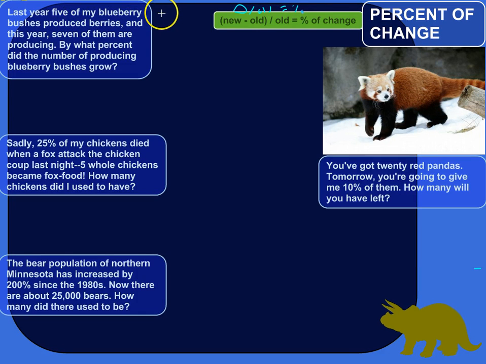Okay, so let's just look at this intuitively. Last year, 5 were producing, and now that's gone up to 7. So what's the amount of change? The amount of change is plus 2. Okay? What's the original amount? What did I start with? 5. So 2 over 5 is the percent of change.